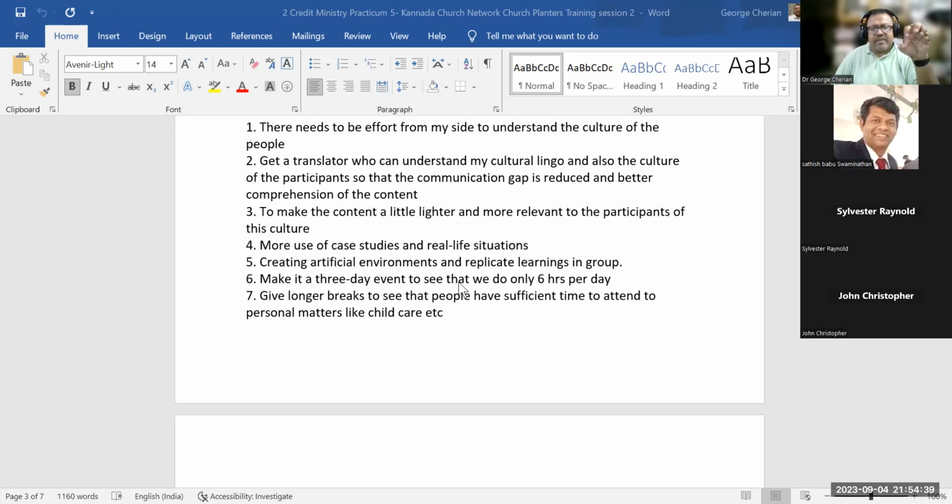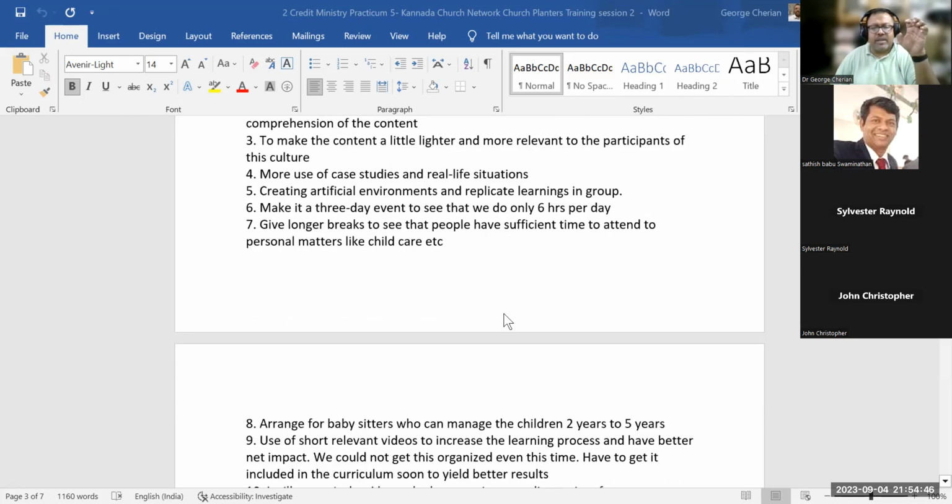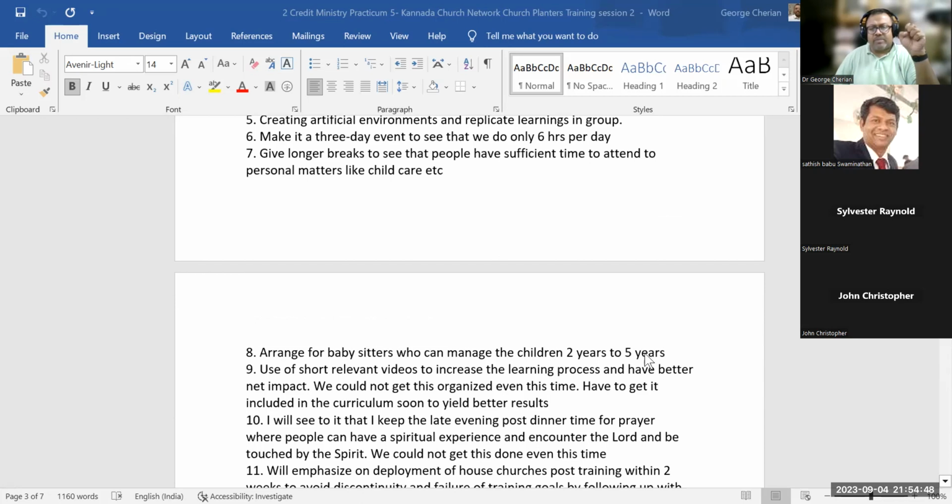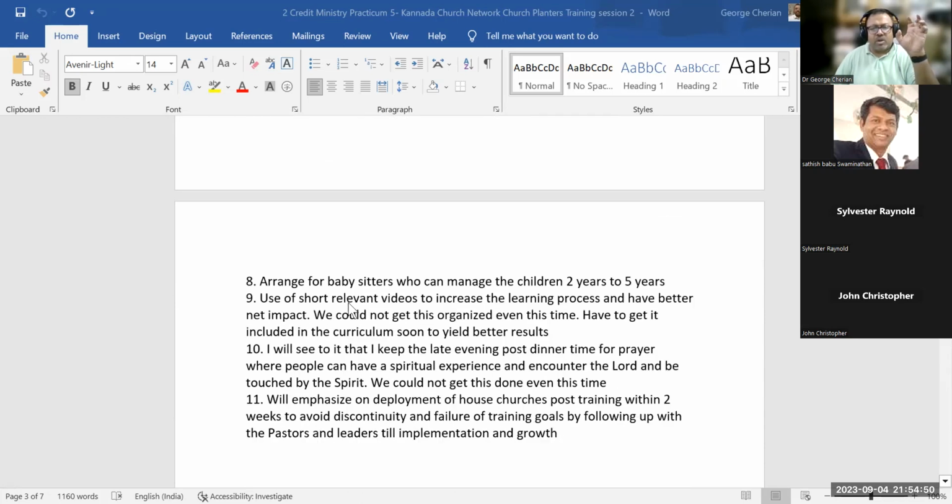Make it a 3-day event so that they do only 6 hours per day. Give longer breaks so that people have sufficient time to attend. Arrange for babysitters who can manage 2 to 5 years. Use short, relevant videos to increase the learning process and have better impact. We could not get this organized even this time. Have to get it included in the curriculum soon to have better results.